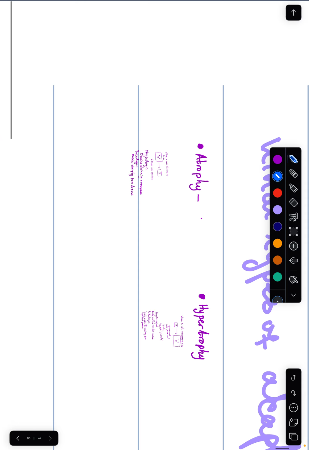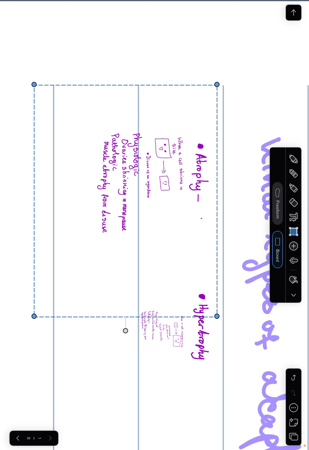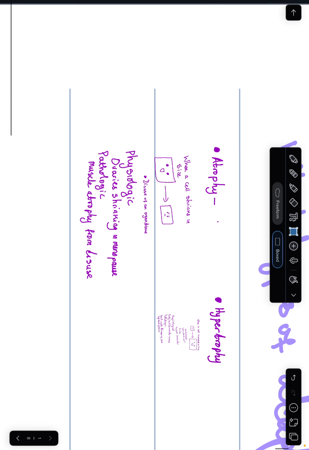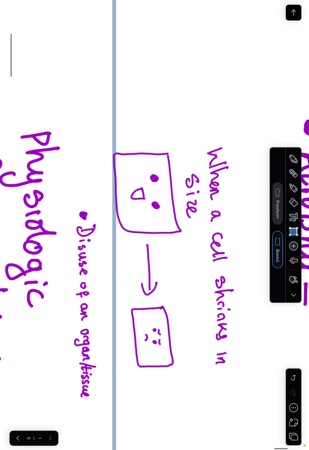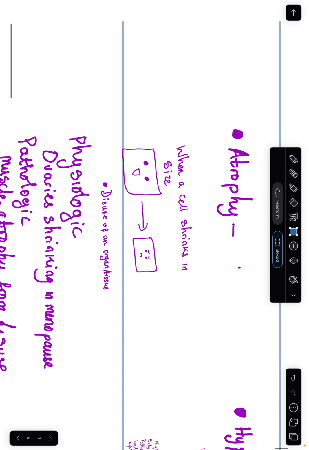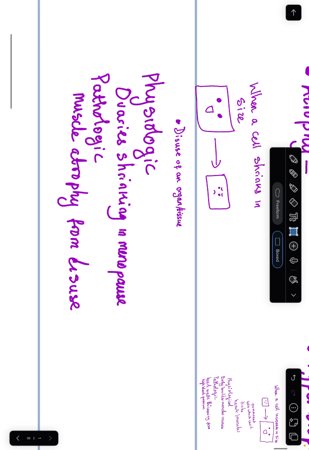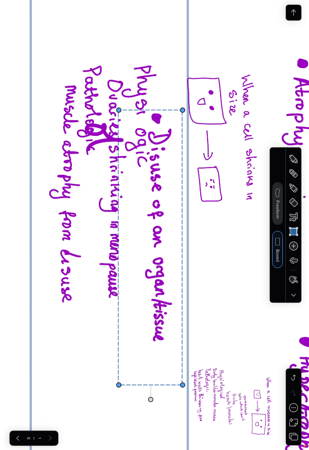Let's start with atrophy. So atrophy is basically when a cell shrinks. I'm trying to make this bigger so you can see it. Yeah, it's when a cell shrinks in size, right? So it goes from being a really big cell to being a really small cell. And this usually happens because of a disuse of organ tissue.